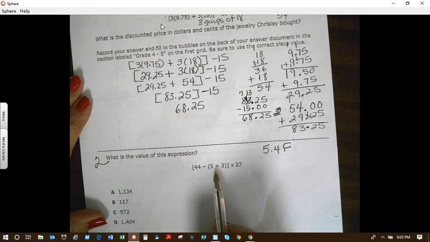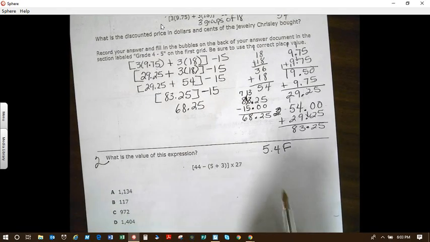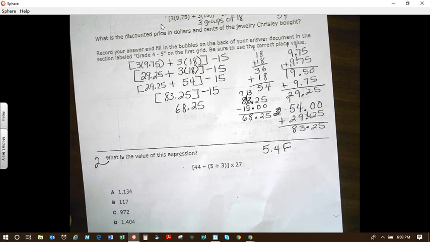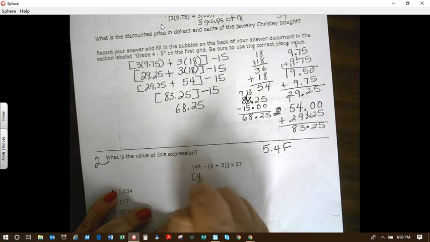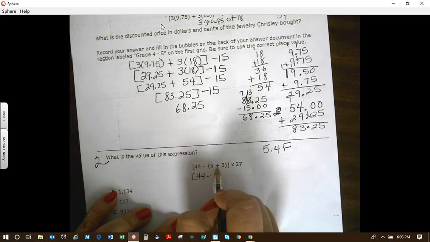All right, let's look at number 2. Again, I need to go step by step. Where do I go first? Absolutely, go to my parentheses. So I'm going to do my 44 minus 5 plus 3 equals 8.